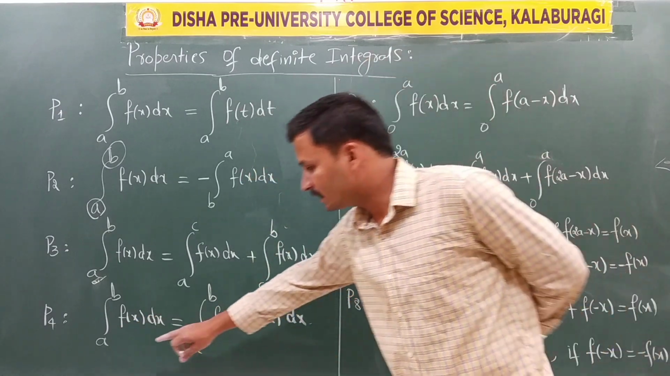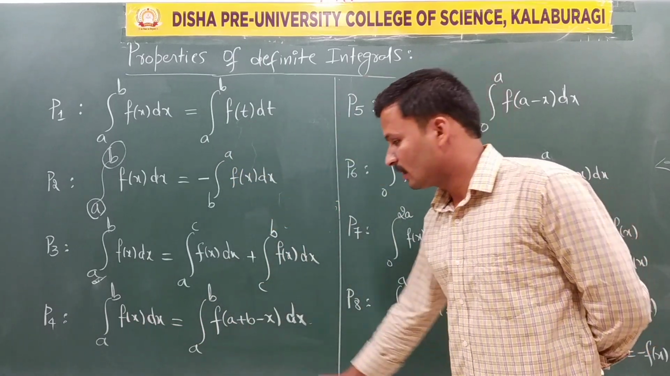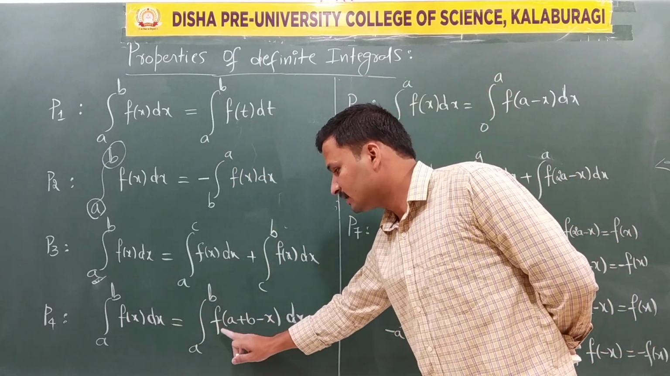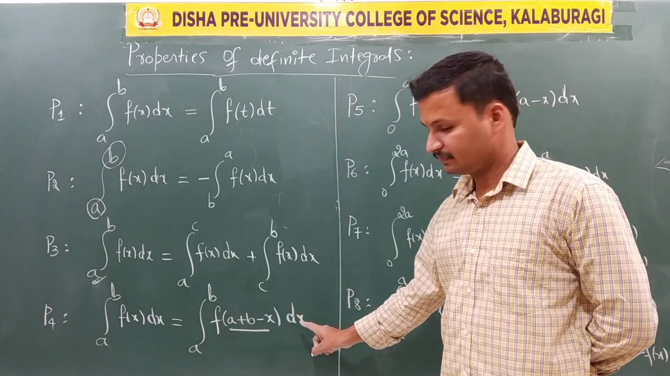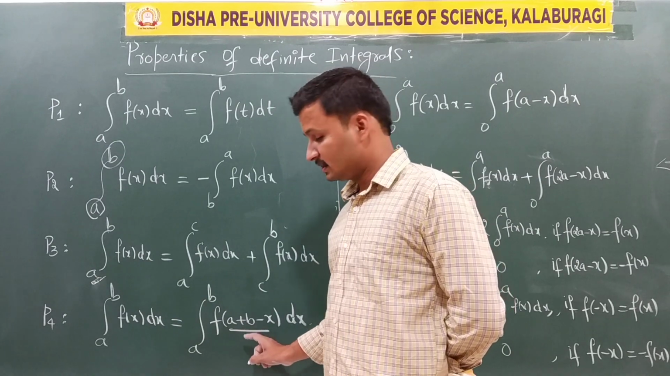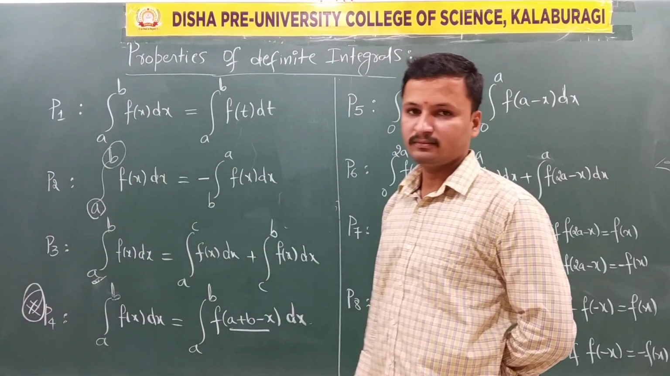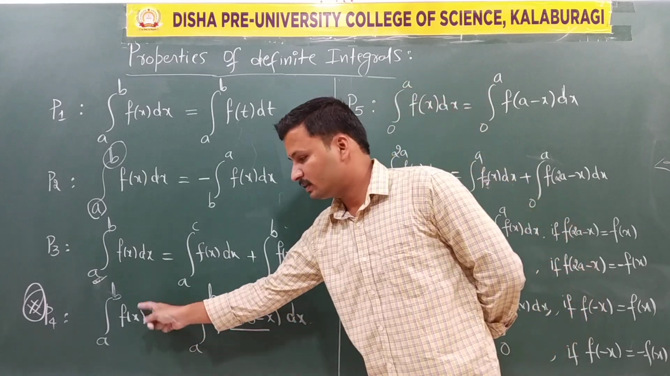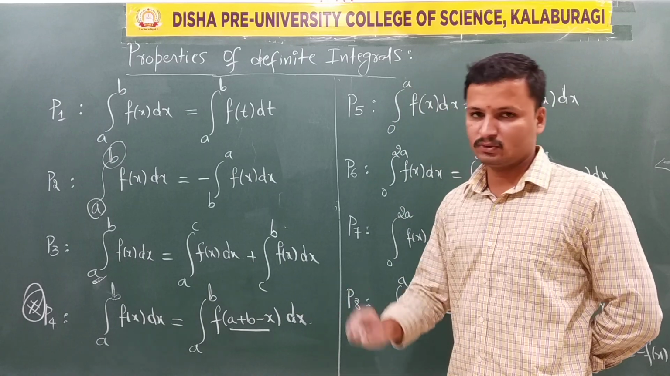Next, property number 4. Integration from a to b f of x dx is equal to integration from a to b f of a plus b minus x dx. These two are one and the same. Property number 4 is very important.